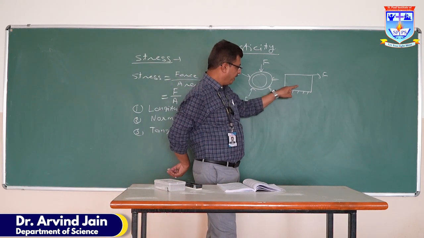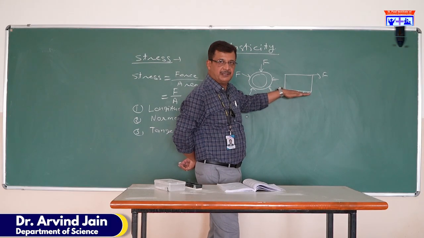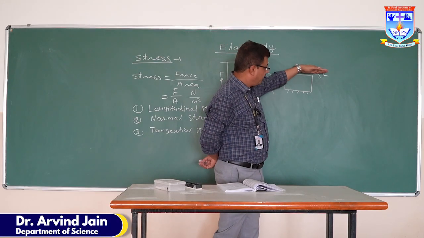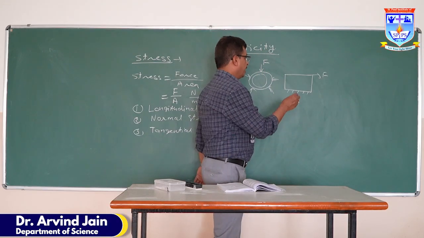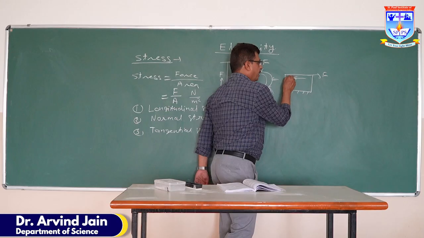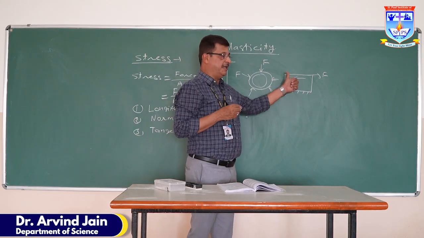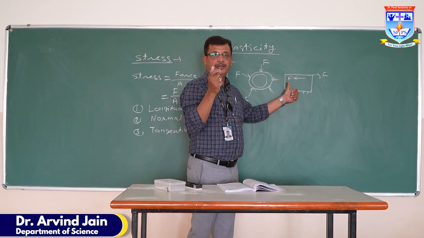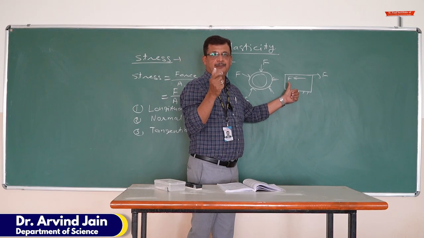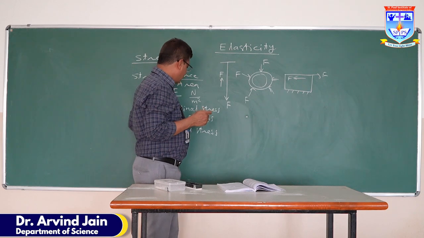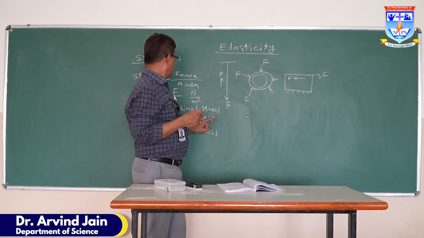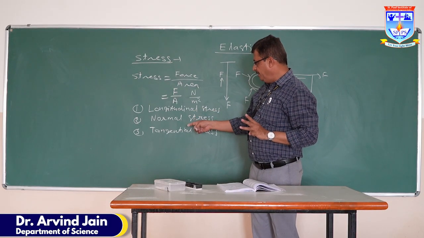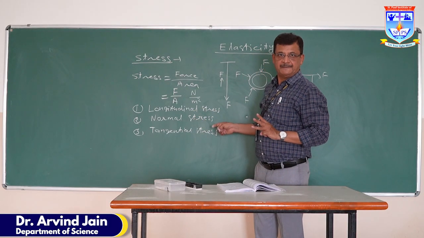Third is tangential stress. Here this is the rectangular body. The lower surface is fixed and on the opposite surface tangential force is applied. Then a restoring force is produced in the opposite direction. The value of restoring force which acts on unit area of cross section of the body is called the tangential stress. So there are three types of stress: longitudinal stress, normal stress and tangential stress.